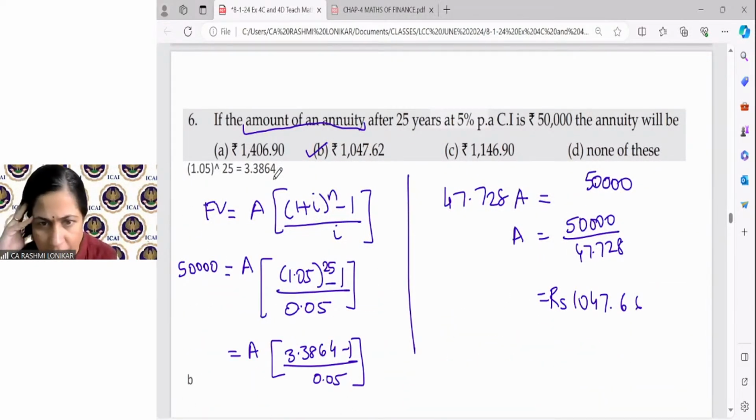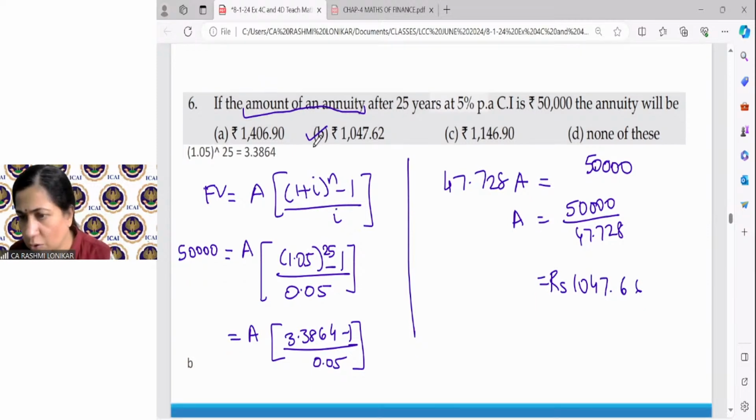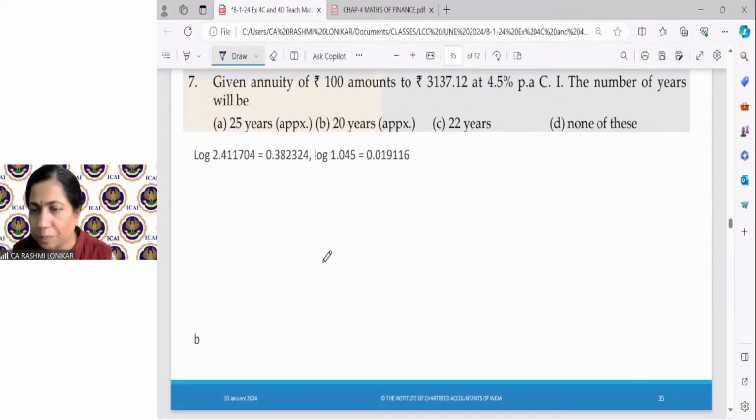Yes, Varun, B is correct. Amal, Kinjal, Avni, Soumya, Rani, Humaira, Priyanka. Yeah, very good. So now let us go to the seventh sum.